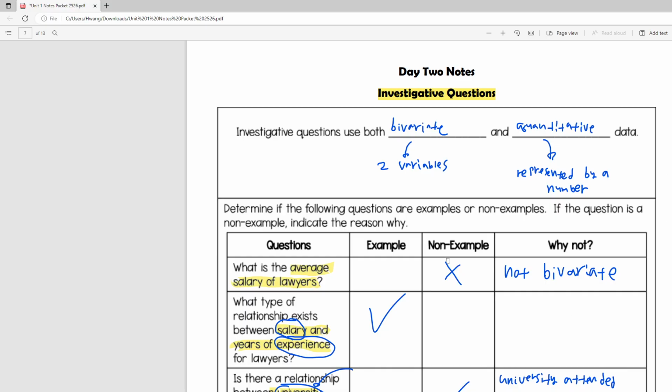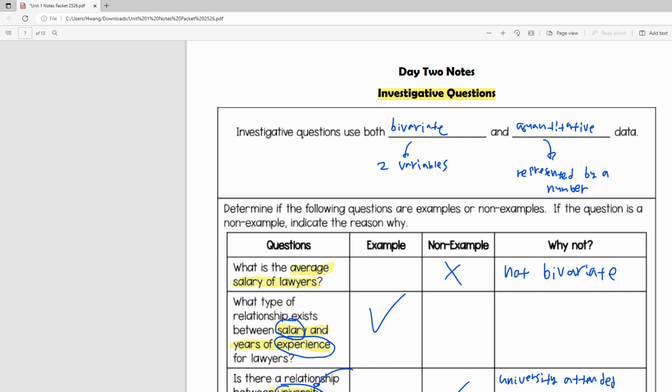The last example is, is there a relationship between number of clients and salary for lawyers? Again, always check if we have two variables. We have number of clients and salary of lawyers. So yes, you do have two variables, so you have bivariate. Is it quantitative? Can you actually count those variables? You can count the number of clients, like client 1, client 2, client 3, and the salary for lawyers. You can count how much money they make. Therefore, both variables are countable, aka quantitative. Therefore, this is a good example.